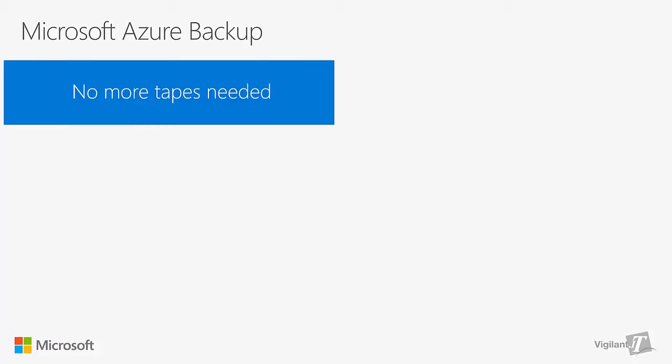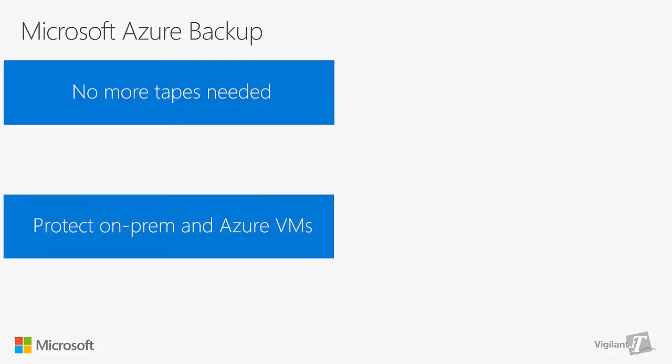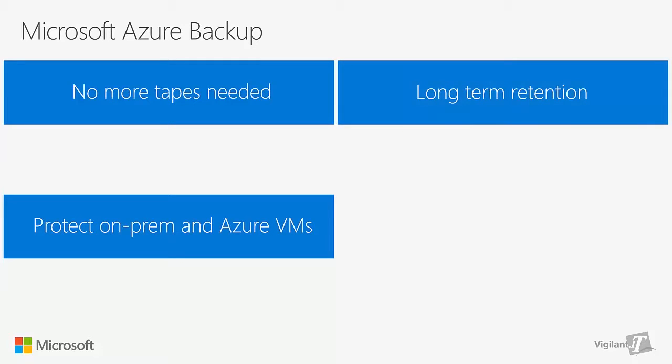There's no more need for tape backup, and therefore maintaining an expensive offsite storage facility becomes redundant. This helps protect data against loss and corruptions. Protect your on-premises VMs running with Windows or Linux on Hyper-V or VMware at the hypervisor level, but also your virtual machines already running in Azure. Long-term retention enables you to keep your data for up to 99 years and meet any legal and compliance requirements.